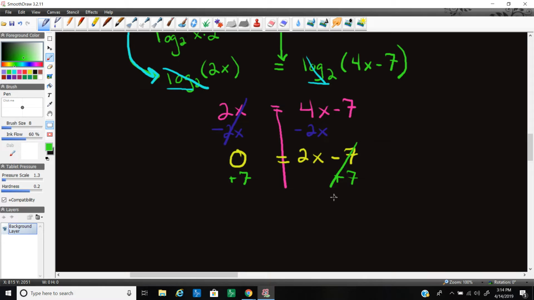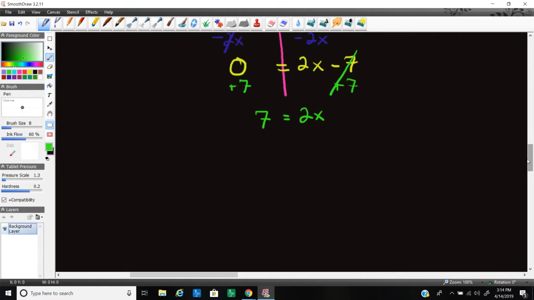That will get rid of the 7 on the right side. And 0 plus 7 is just, well, 7. So 7 is equal to 2x. And just like the problem before, we're going to get rid of the number that's next to the variable, in this case x. So we're going to divide both sides by 2, and therefore x is just equal to 7/2.